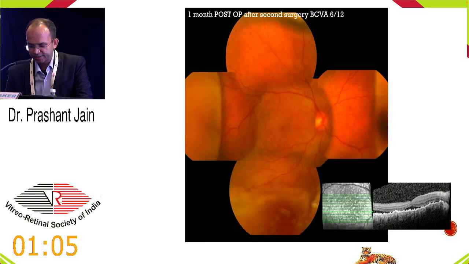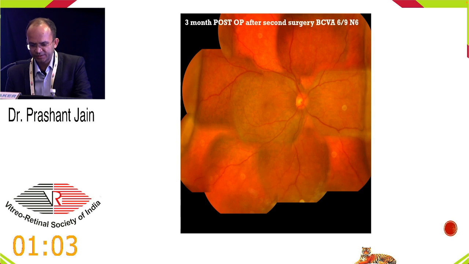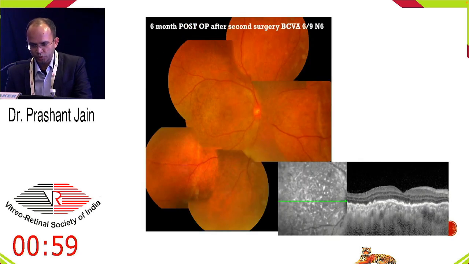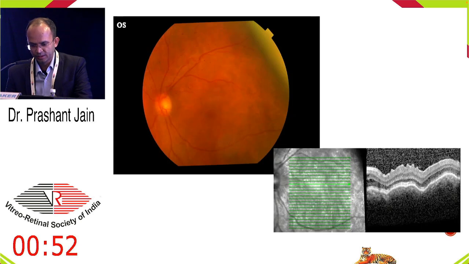Shallow SRF was seen. This is 3 months. There was some choroidal detachment still there in the periphery. At 6 months post-op, there was complete resolution of the SRF along with choroidal detachment, and patient BCVA is 6/9. Left eye was maintaining status quo. There was choroidal detachment in the periphery, but the macula was okay, and vision was 6/12.